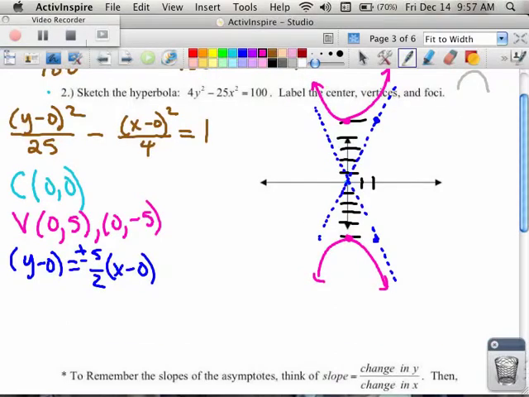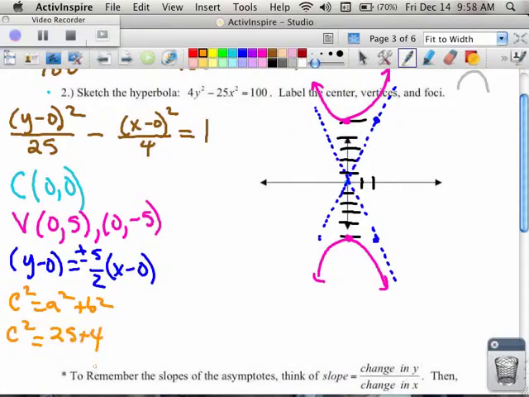Okay, the last thing we have to find are our foci. In order to do that, I'm going to use the formula for hyperbola foci, which is c squared equals a squared plus b squared. Or in other words, my c squared is going to be equal to 25 plus 4.